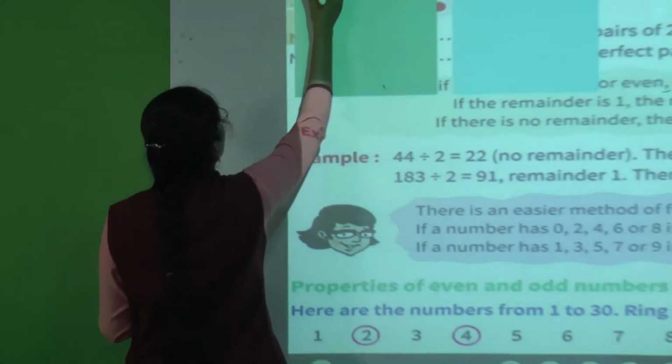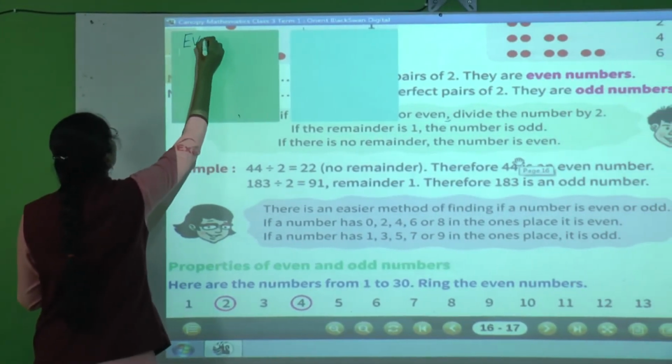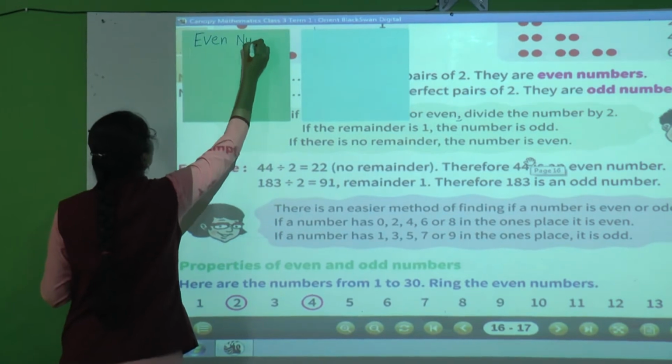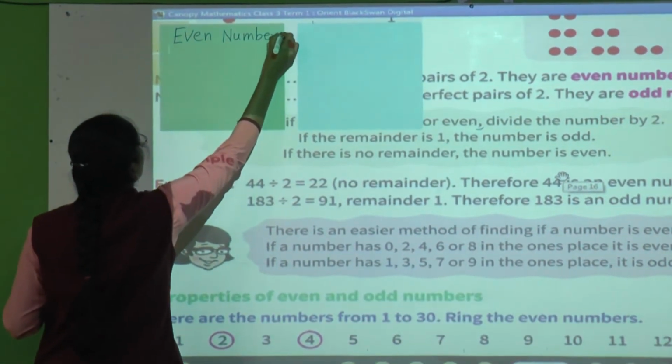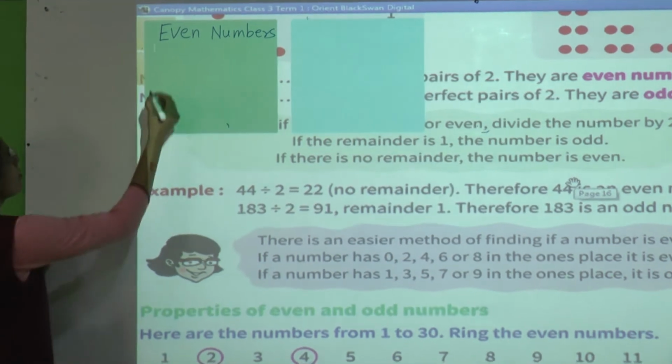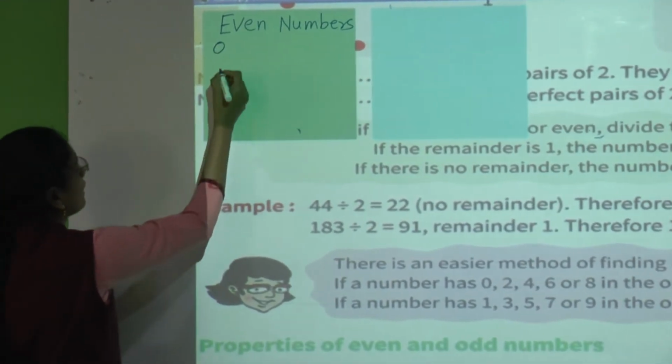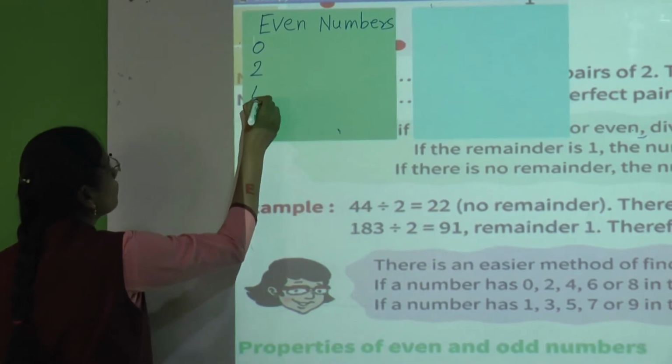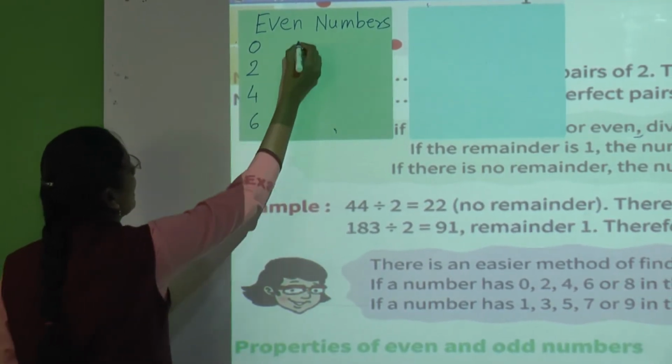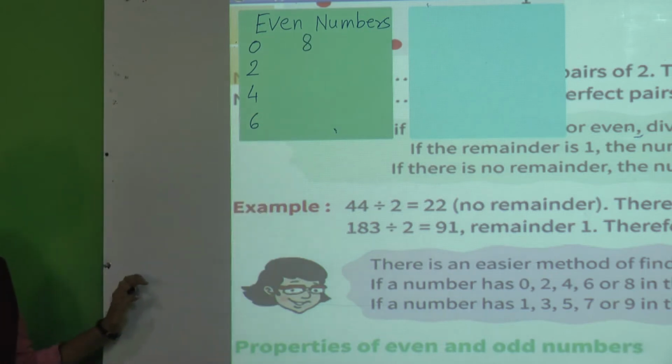So in the last episode, what have we learned? Yes, we have learned even numbers and odd numbers. Now can you tell me which are the even numbers? Yes, look at the board. I will write the even numbers on the board. One by one you tell me even numbers. Yes, first 0, then 2, 4, 6 and 8. These are the even numbers.